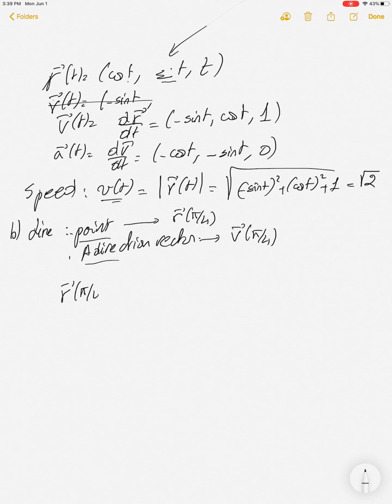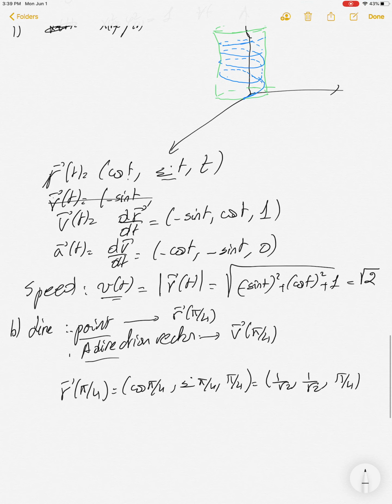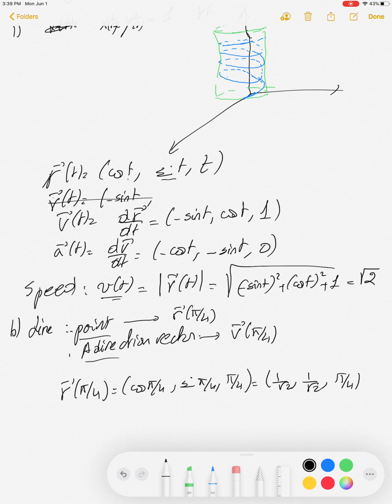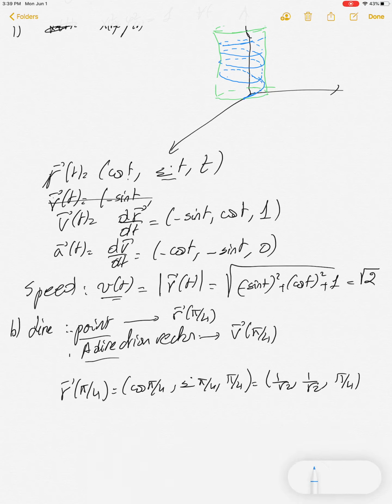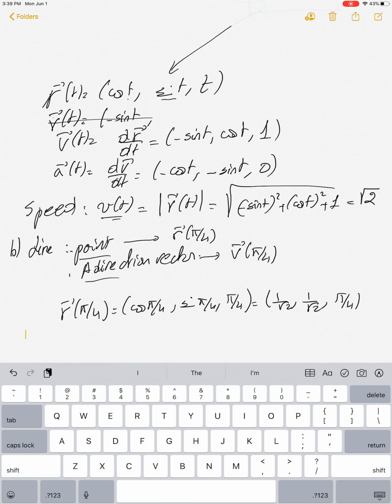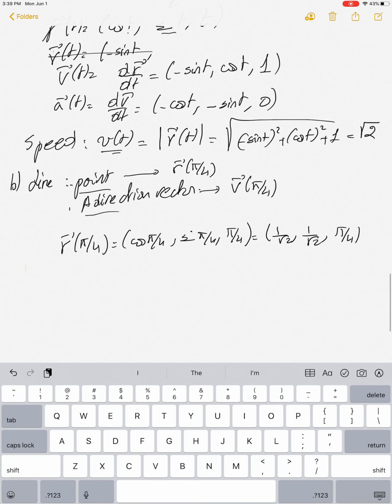So what is r of pi over 4? It's cosine pi over 4, sine pi over 4, and pi over 4. And this is equal to 1 over square root of 2, 1 over square root of 2, and pi over 4. So this is somehow here. If you want to go here, this is this point. Okay? Now I need the velocity vector. x, y, z is positive.